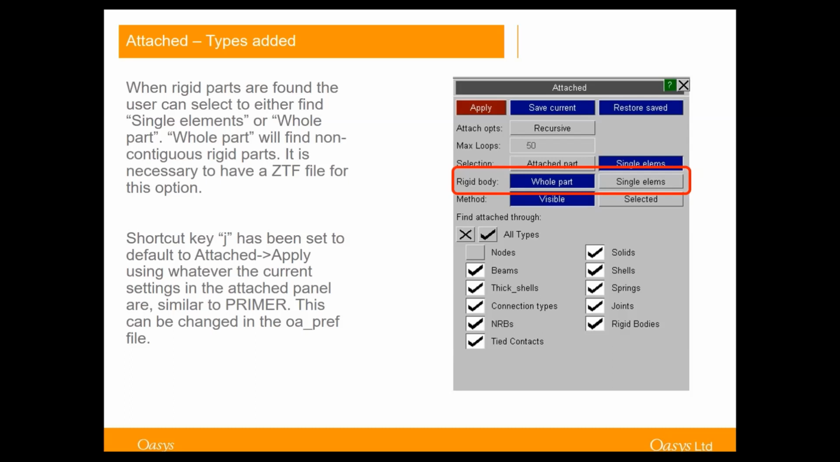And then the final minor change to the attached menu is that the shortcut key has been set to default to applying the current settings in the attached menu, and that's for consistency with Primer. And if you wanted the old D3PLOT behavior, you can switch back to that by editing your OA-pref file.